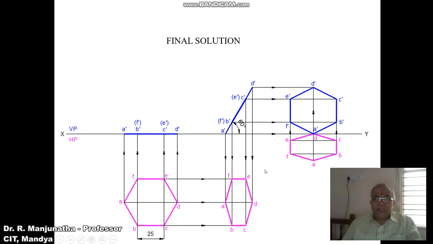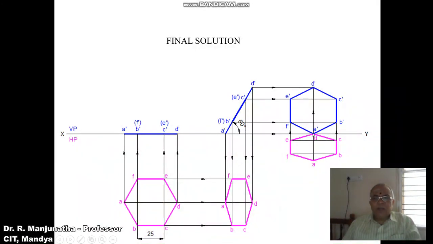As we see, now we need to draw the third position. The corner opposite to the corner resting on XY is to be on VP. So the corner resting on HP is A dash, and the corner opposite to it is D, which has to rest on VP. That means D has to be rotated such that the second position top view is rotated by 90 degrees in the counterclockwise direction.